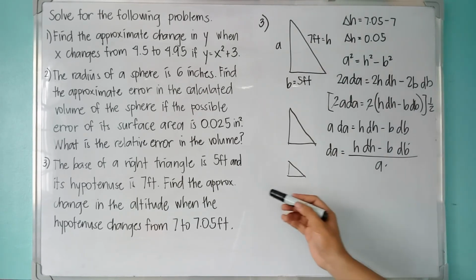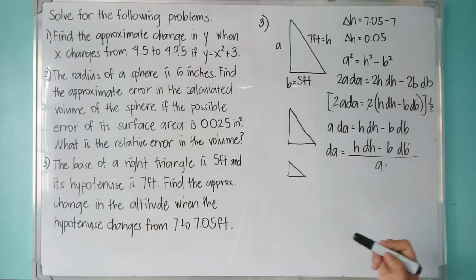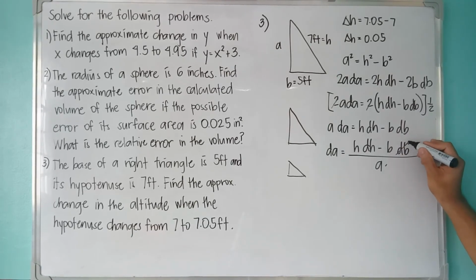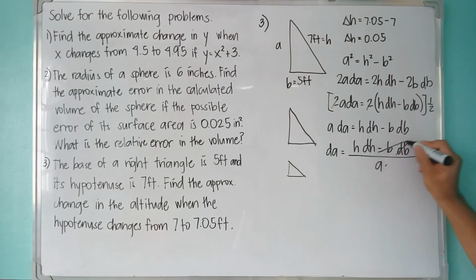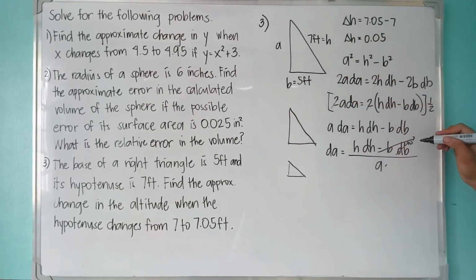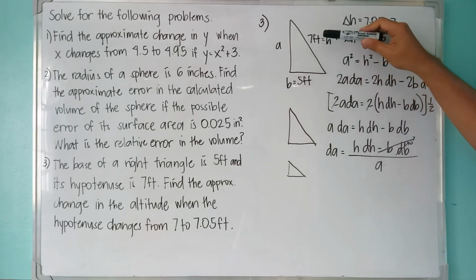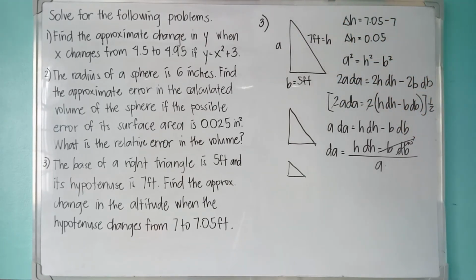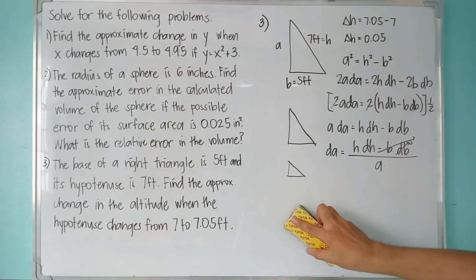Pero wala namang sinabi, guys, na yung base niya nagbabago. So, iti-treat natin yung base niya as constant, di ba? Kung constant yung base natin, yung derivative ng constant is 0. This becomes 0. Therefore, itong buong to is 0, kasi 0 times B, yung value ng B natin is 5, is still 0. Ngayon, saan natin kukunin yung A? Si A natin ngayon, makukuha natin by Pythagorean theorem. Given naman yung 7 feet na hypotenuse at saka yung base na 5 feet, pwede tayong kumuha ng value ng A.